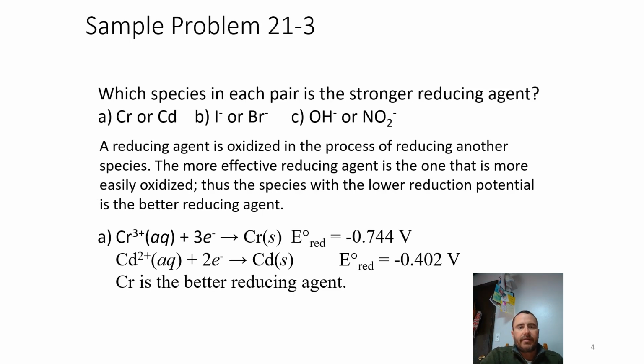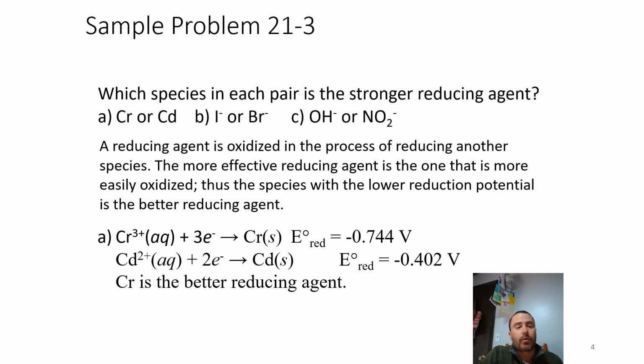If we're interested in figuring out which species is a stronger reducing agent, which thing will reduce other things better than the other one, we want to look up the reduction potentials of each one of them in a table of reduction potentials. And then we can just compare those reduction potentials with each other. This is not a hard exercise here in sample problem 21-3, we just have to look them up in a table and then compare those reduction potentials.